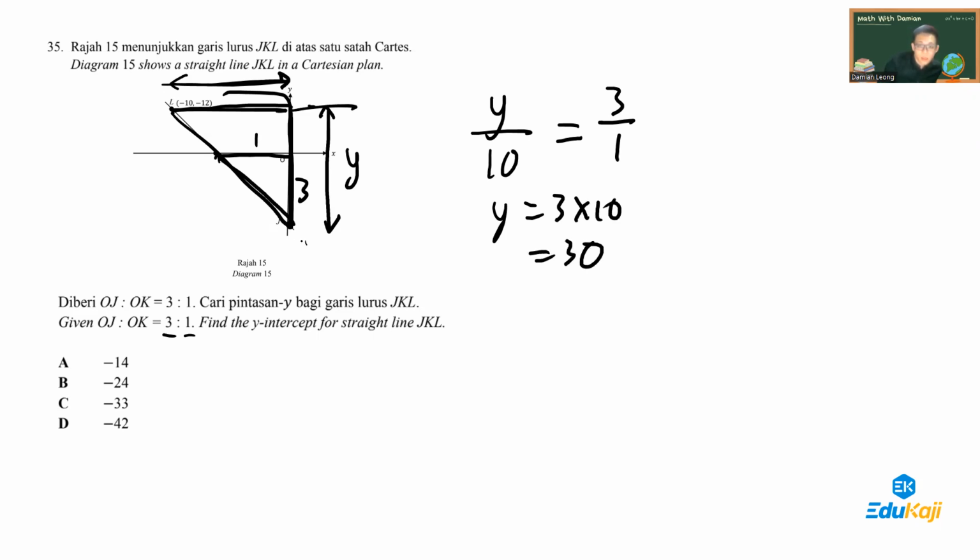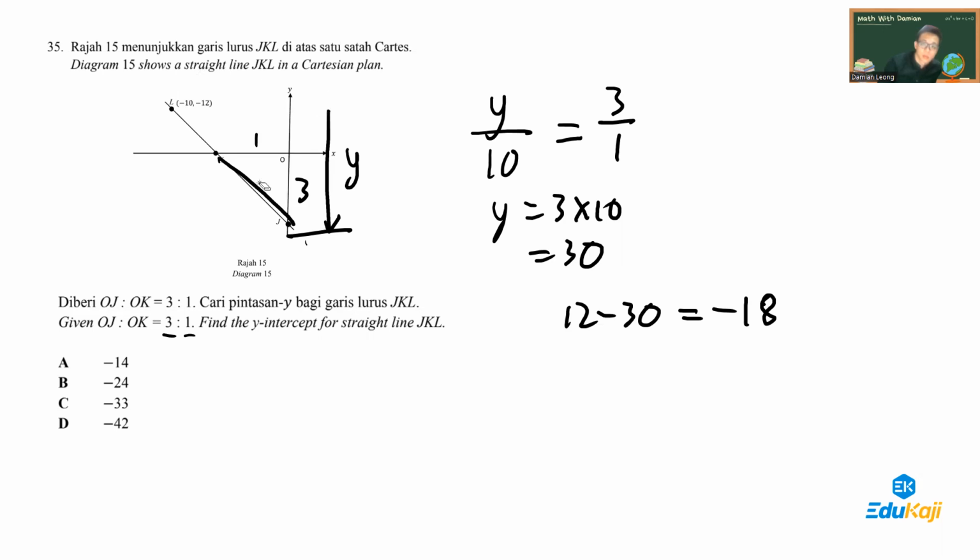So if all the way from here until here is 30, it means I take, actually this should not be -12. This should be +12. There's no way it's -12. Yeah, the question again has some error. Yeah, this should be positive. So I take 12 minus 30 because I go downwards. So it's -18. Oh, which, it is not.